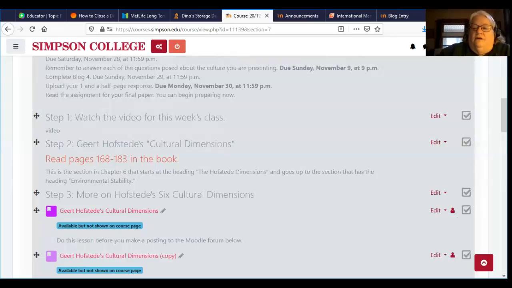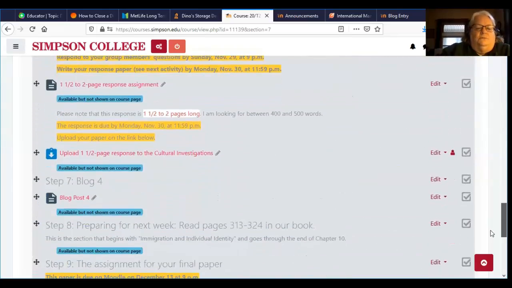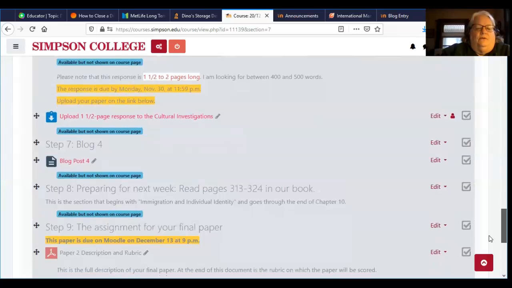And at the very bottom of the page, I forgot to show you that, you will see that the description of your final paper is due. So step 9, the assignment for your final paper, which is not due until December 13th, but you can go ahead and start looking at it and can start preparing portions of it now. You're going to want to hold off on some of it, but you could certainly, if it fits into your schedule better, go ahead and start that now.